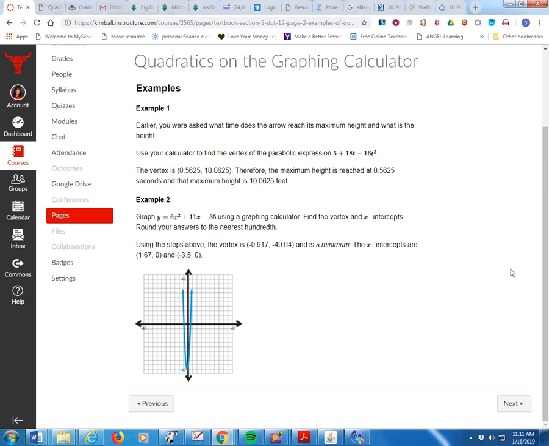Okay, so to do that, you're going to go to second trace, scroll down to maximum because we want the maximum, not the minimum. And now when you hit enter, it's got a blinking cursor, right? Make sure that blinking cursor is somewhere left of the maximum on your curve. Somewhere left of the maximum.